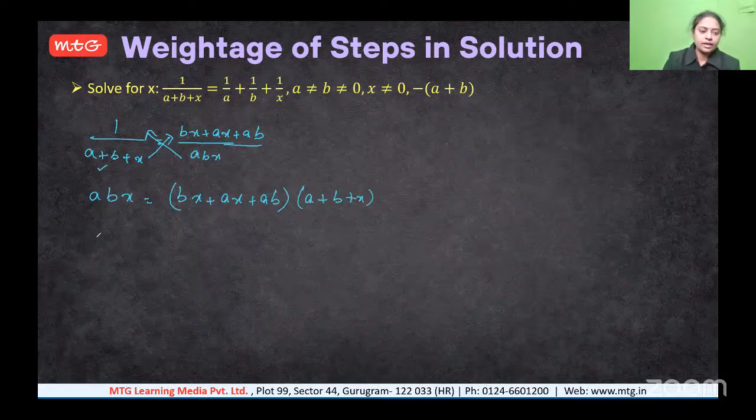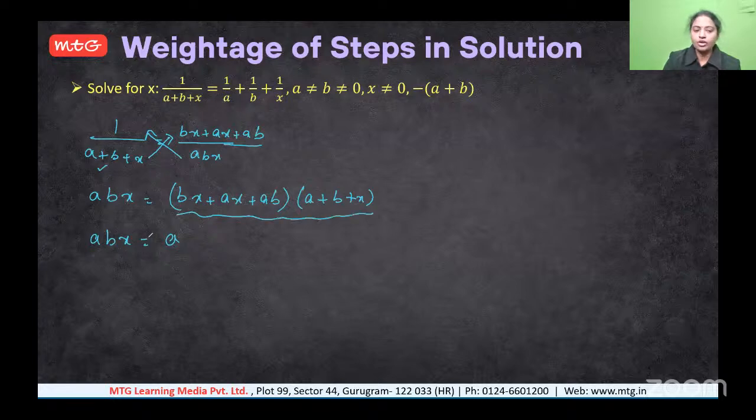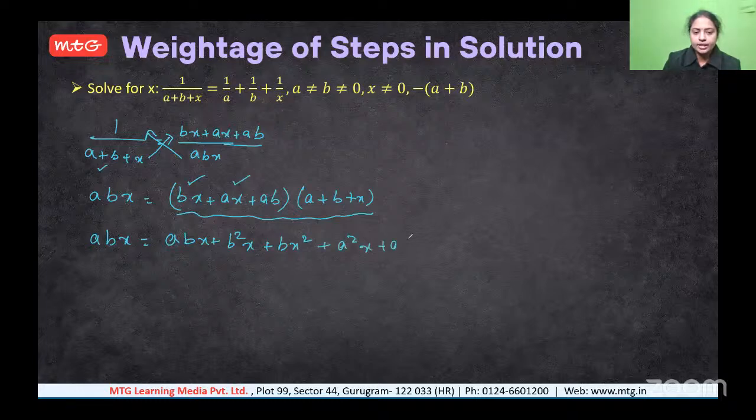Now you will see here abx is equal to... start multiplying these two complete polynomials, that is, two trinomials. Multiply it term by term. You get abx plus, I'm multiplying the first term with everything, then I follow the sequence. So b square x plus bx square. In the same way, I will multiply with the second term, and I get a square x plus abx plus x square. Now I will multiply with the third term, and I get a square b plus ab square plus abx.